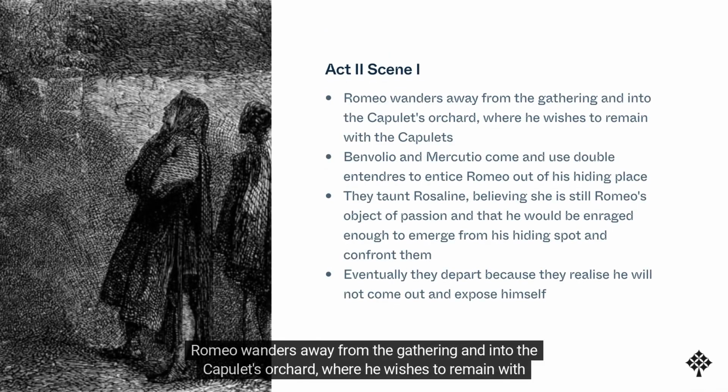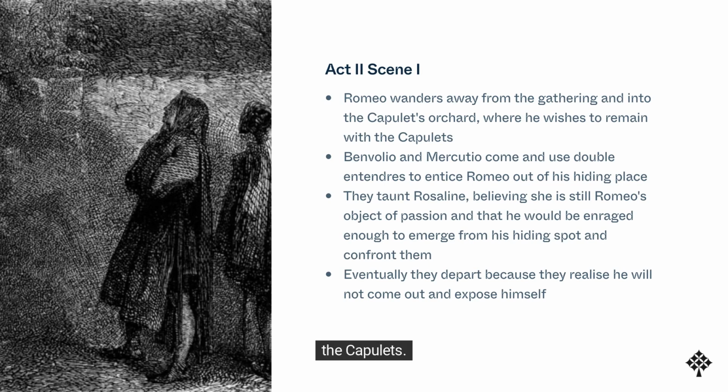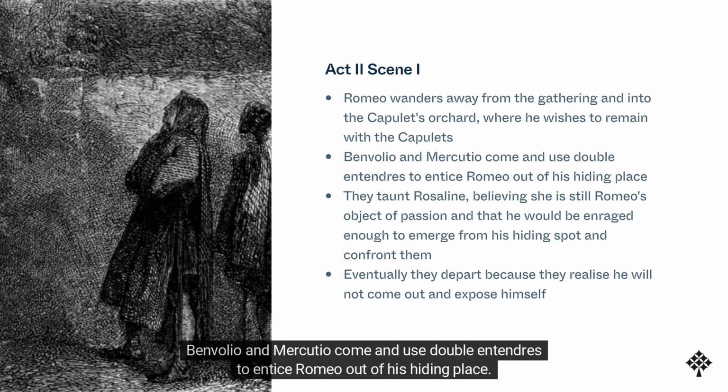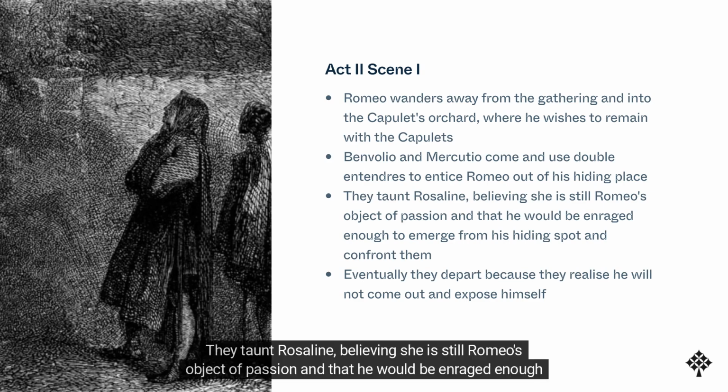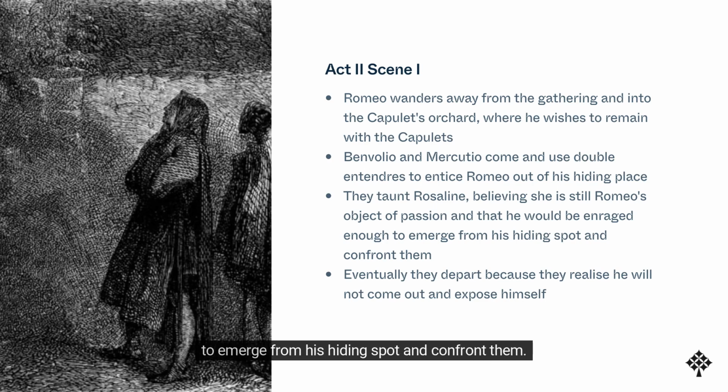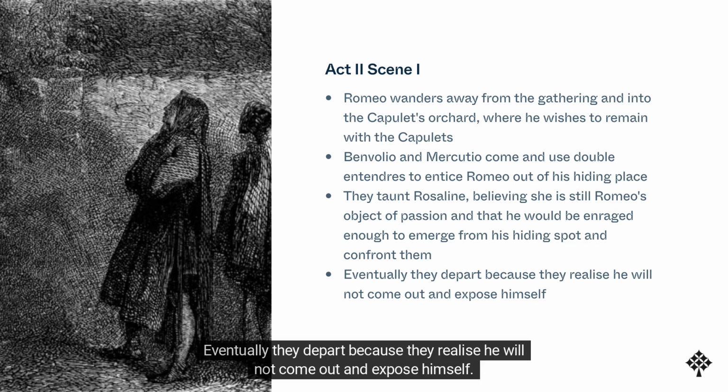Romeo wanders away from the gathering and into the Capulets' orchard, where he wishes to remain with the Capulets. Benvolio and Mercutio come and use double entendres to entice Romeo out of his hiding place. They taunt Rosalind, believing she is still Romeo's object of passion and that he would be enraged enough to emerge from his hiding spot and confront them. Eventually they depart because they realize he will not come out and expose himself.